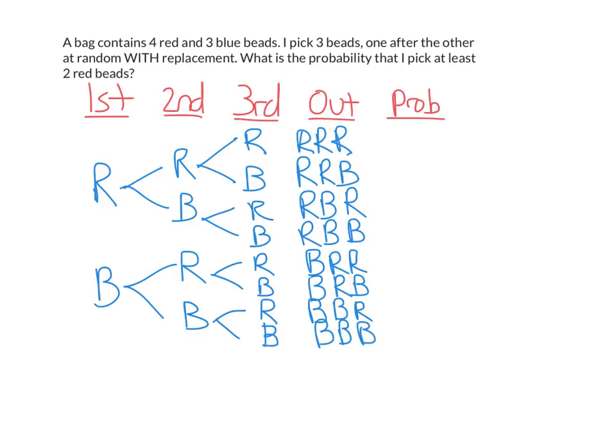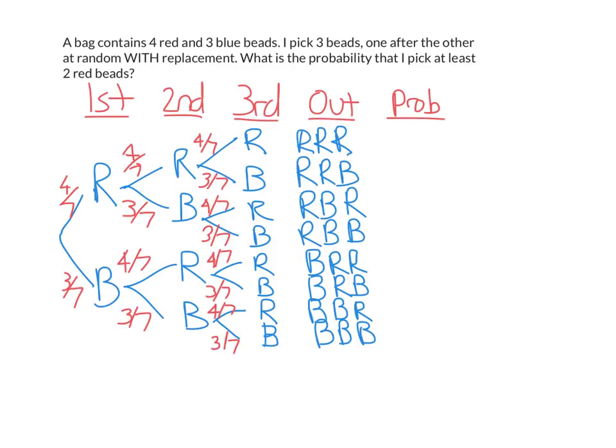So I'm going to start with a branch here. On the first go, there were 4 red and 3 blue beads. So my probability of picking red is 4/7, and of blue is 3/7. Now this is with replacement. That means if I take out a bead, I then put it back, and I have the same number of red and blue beads as I did at the start. So all the reds are going to have probability 4/7, and all the blues are going to have 3/7.